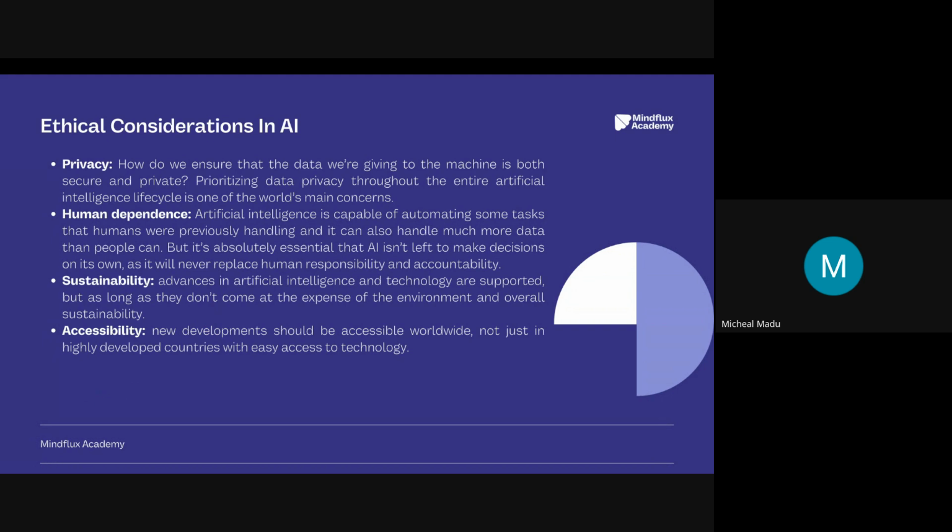Now, the second ethical consideration is human dependence. Artificial intelligence is capable of automating some tasks that humans were previously handling, and it can also handle much more data than people can. That's for a fact. Your AI models, your AI technologies can handle data way, way faster than the average human can. However, it is absolutely essential that AI isn't left to make decisions on its own, as it will never replace human responsibility and accountability.